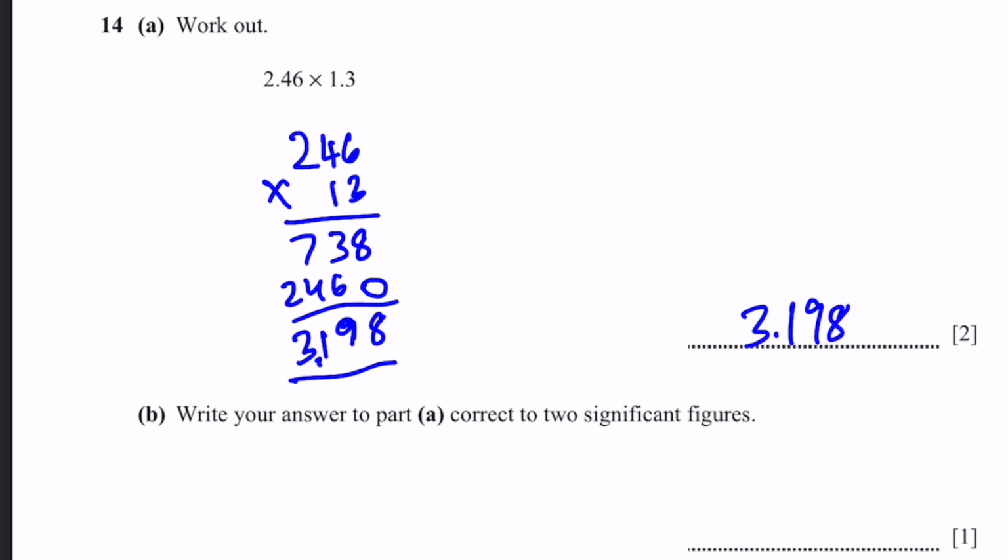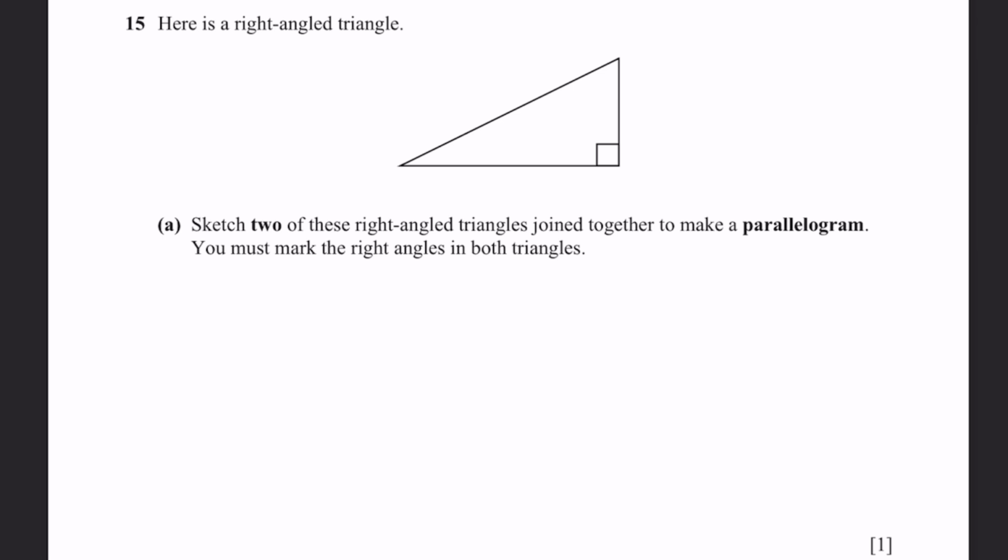Write the answer to part A correct to 2 significant figures. This means 1, 2. The third one is greater than 5 because it's 9, and therefore we add 1 to the second, 3.2.